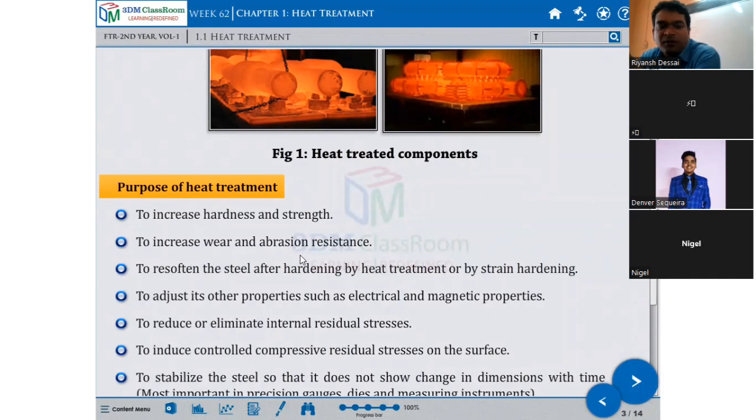To re-soften the steel after hardening by heat treatment or by strain hardening, you can restructure the grain size. To adjust other properties such as electrical and magnetic properties, you can go for heat treatment. To reduce or eliminate internal residual stresses, there will be internal residual stresses that you can modify, to induce controlled compressive residual stress on the surface. Again, there is compressive residual stress on the surface.